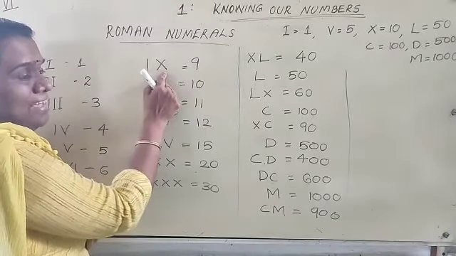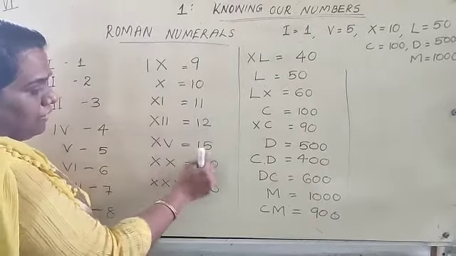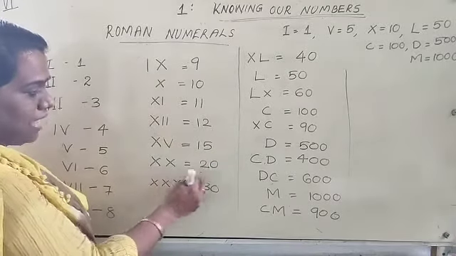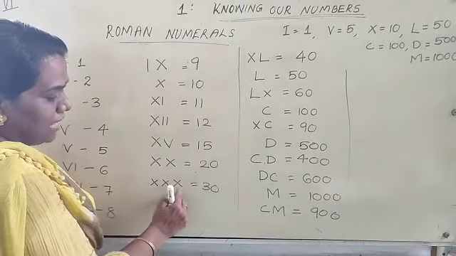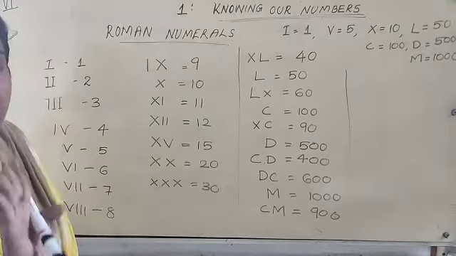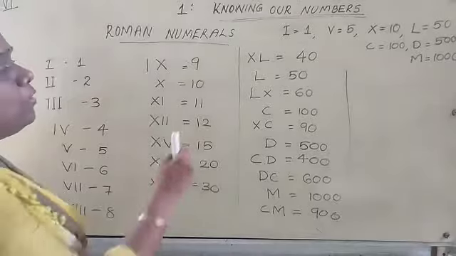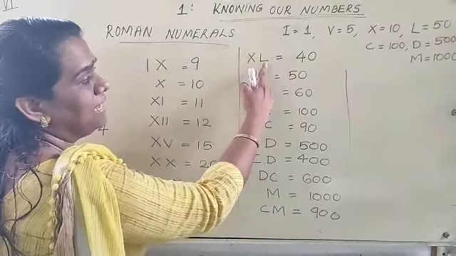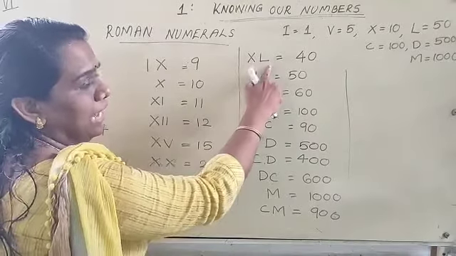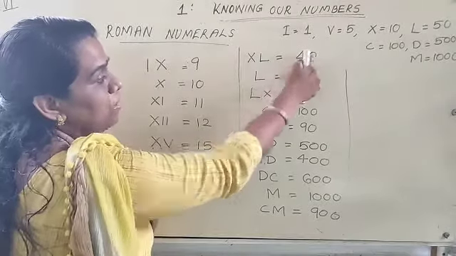If it is 9, then IX, 9. 11, XI. 12, then 15, how to write? 15, XV. If it is 20, XX. Then 30, XXX. If it is 40, we won't write X 4 times. We won't repeat any numeral 4 times, maximum 3 times only. So, L is 50. Then if it is 40, then L minus 10, we write XL. XL means X is subtracted from L. L is 50 minus 10, 40.